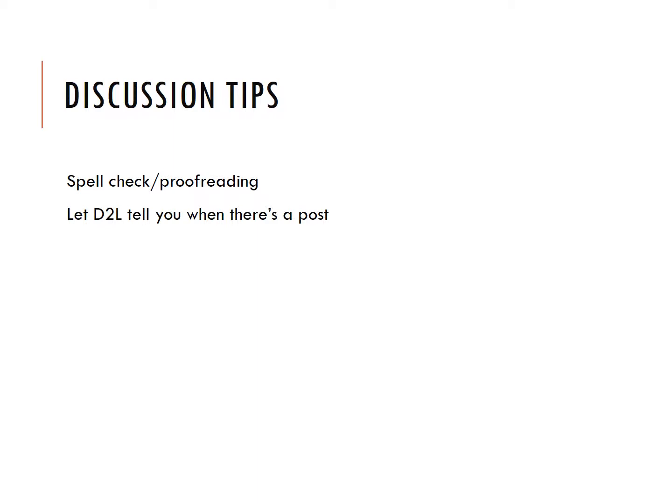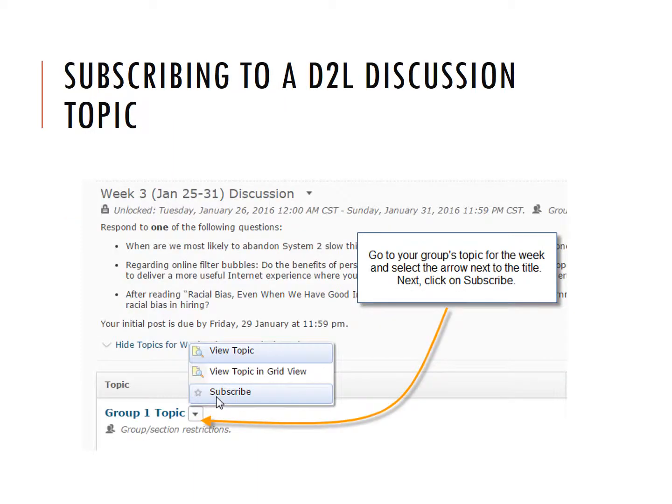Another thing is that you can let D2L tell you when there's a post in the forum, so you don't always have to check in and see if anyone's posted so that you can respond. If you are in D2L and you go to the group's topic for the week, I kind of went back to week 3, and you click this little tiny arrow next to the title of the group topic, it gives you options, and one of the options is to change the display, which is viewing the topic in grid view, which is how D2L was set up.